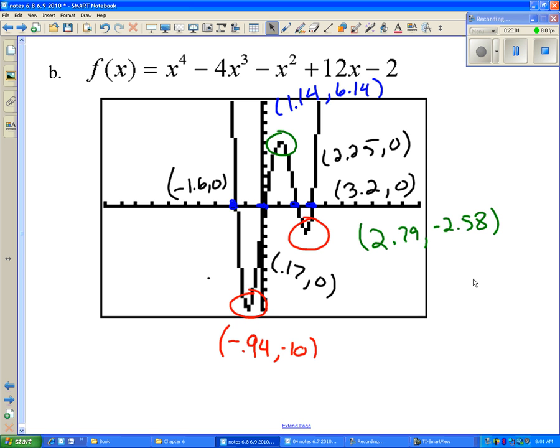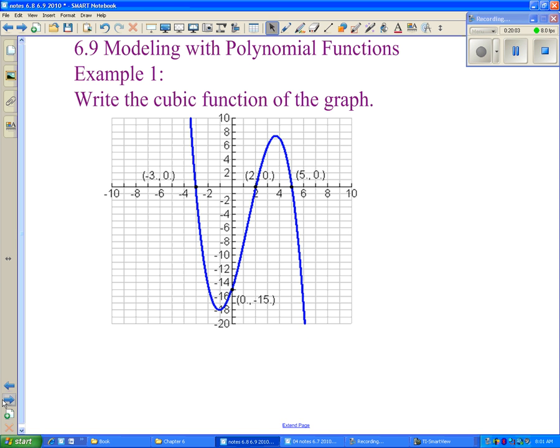I need to do one other thing. Modeling with polynomial functions, example 1. Write the cubic function of the graph. We're just going to have one example from section 9. I want to write a function of this. Factored form is fine. What do I know?